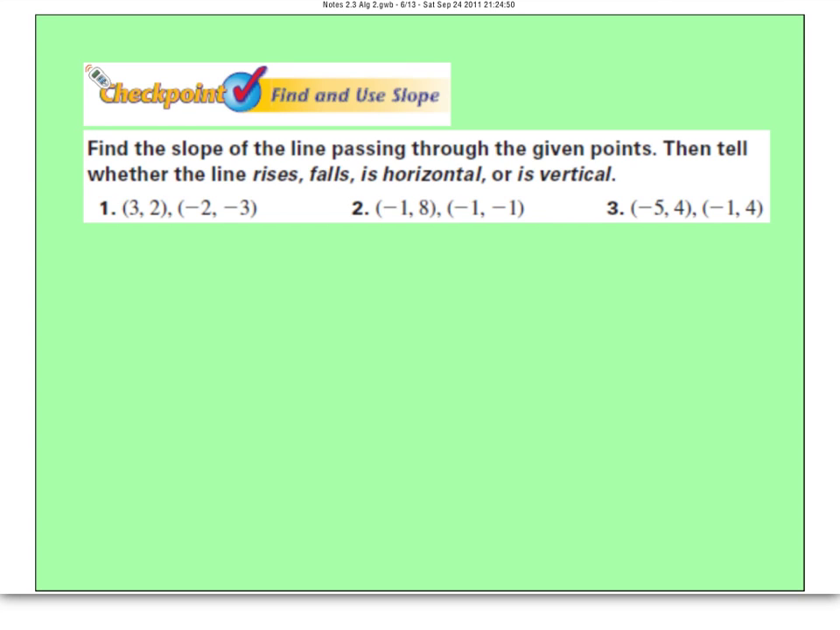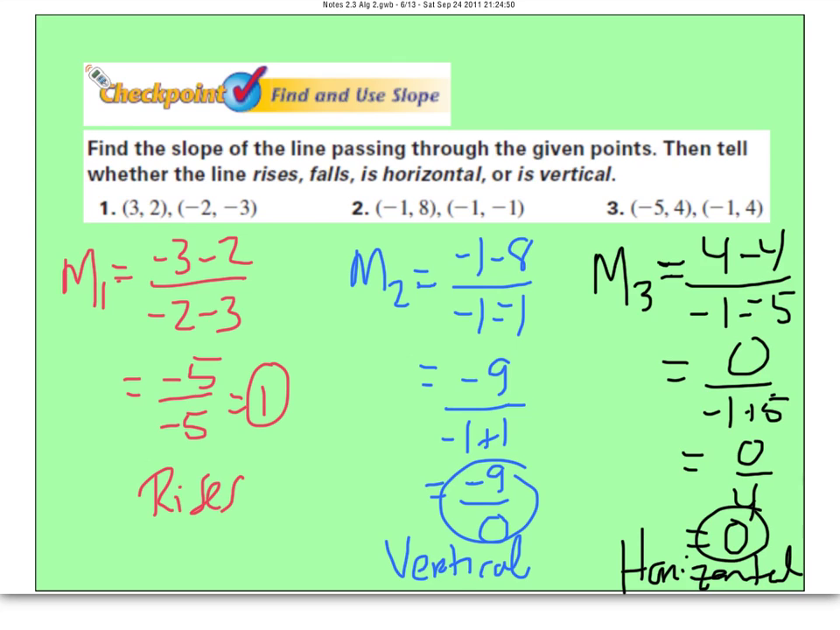I'm going to show you the slope computations for these next three, and I'll identify them as rises, falls, horizontal, or vertical. So if you look at my various computations, you're going to see for the first one, I just labeled it M sub 1 for question 1. Computed the slope. It's positive 1, which means it rises. Number 2, your final answer is going to be negative 9 over 0. Anything divided by 0 is undefined. This is going to be a vertical slope.